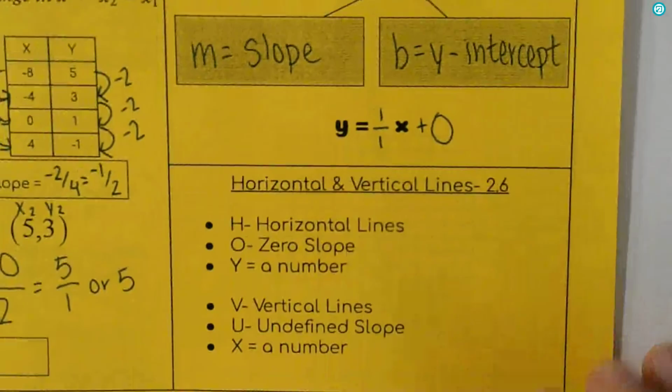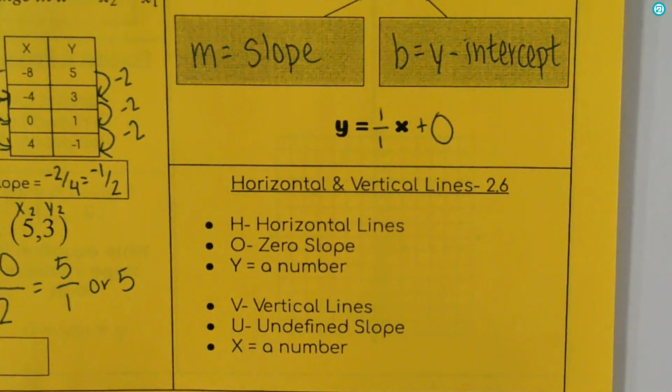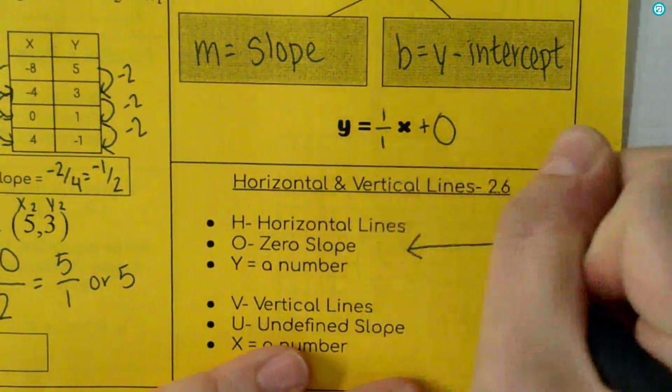Horizontal and vertical lines. Horizontal lines have 0 slope and are y equals a number. Show me with your arm what a horizontal line looks like. Okay, this is what a horizontal line is. If you did not hold that up, or if you think you might forget between today and Thursday, draw a horizontal line right there.